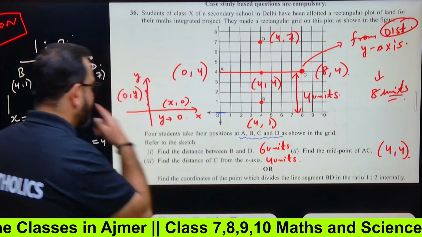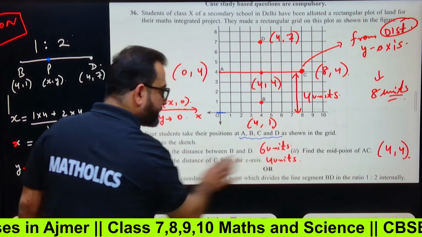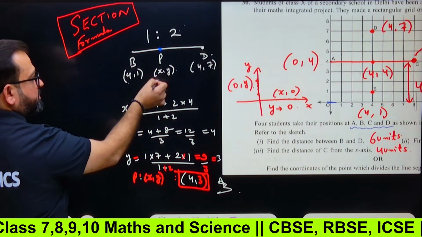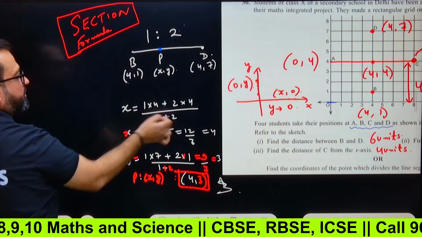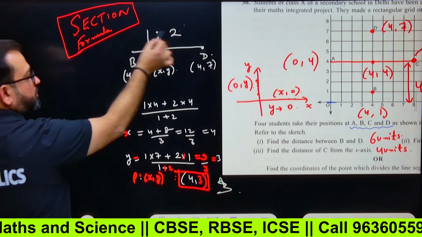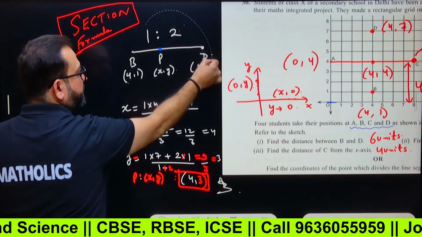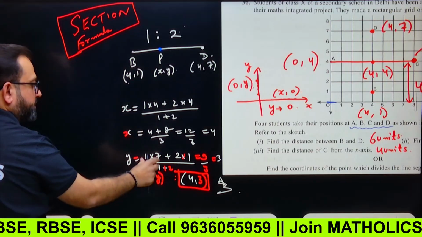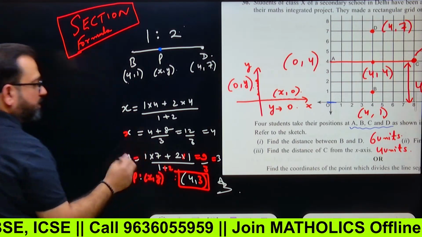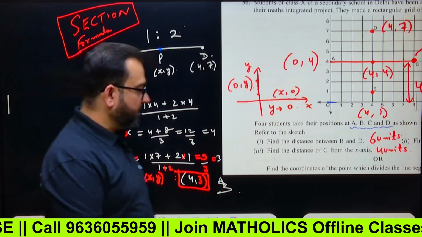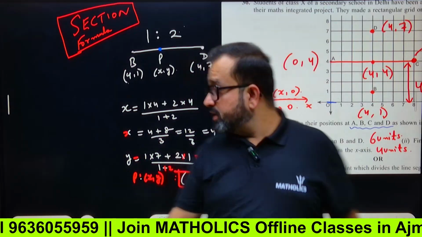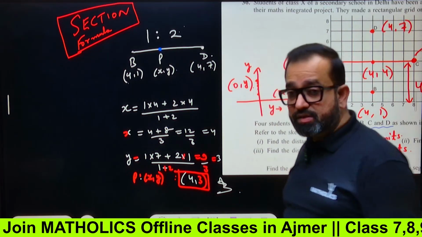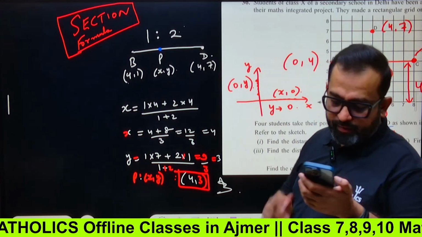I think so. Okay, so now find the coordinates of the point which divides. This is how you can find the coordinates. Simply x equals 1 into this, 2 into this, upon 1 plus 2. Y will be equal to what? 1 into 7 plus 2 into 1 upon 1 plus 2, yes or no? So this is how you get the final answer, right? So the coordinates will be 4 comma 3. 4 comma 3 is the answer for this part. Okay, got it? Can I move forward?